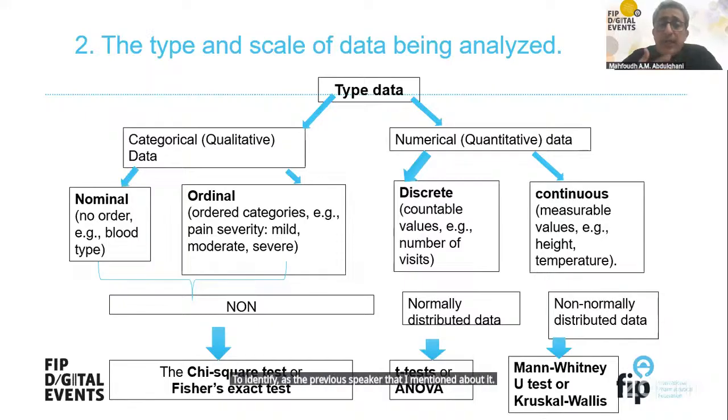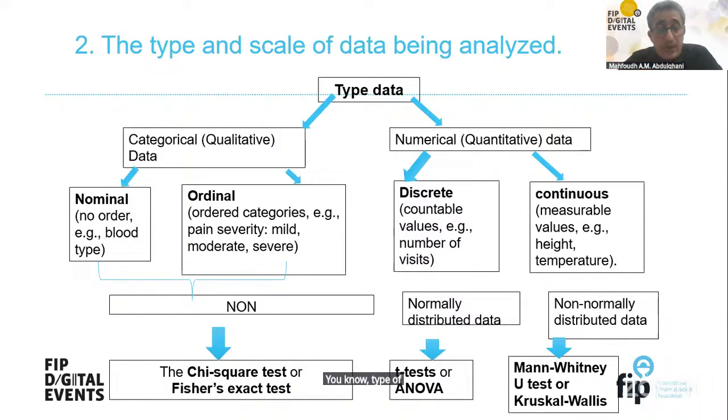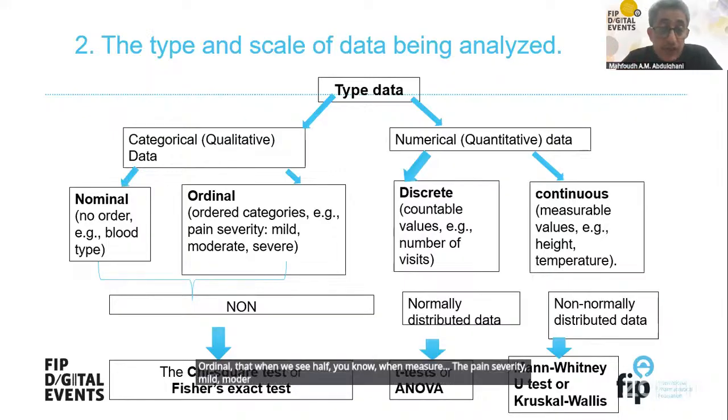We have categorical, that means qualitative data, or numerical, quantitative data, on the right slide. If you look at categorical data, it is either nominal or ordinal. Nominal means, for example, type of blood. Ordinal is when we measure pain severity: mild, moderate, severe. This is ordinal.